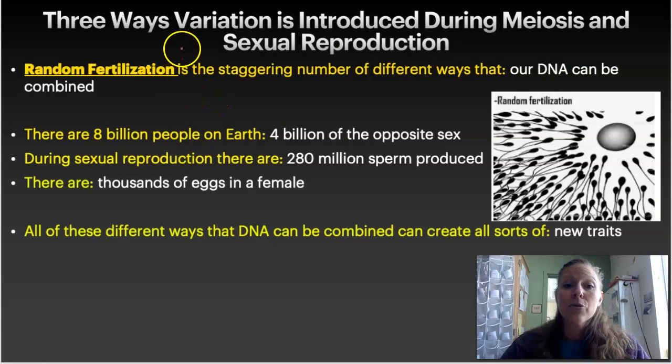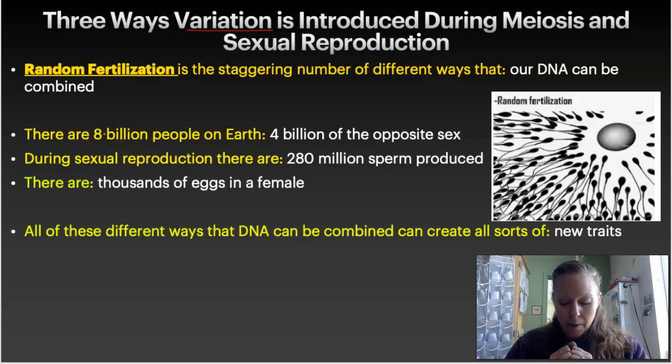Random fertilization. There are 3 ways in which variation is introduced during meiosis and sexual reproduction. The first way is called random fertilization. Random fertilization is the staggering number of different ways that our DNA can be combined. So if you think about what are the chances that the DNA from the sperm from your father and the DNA from your mother's egg came together, it's mind-blowingly small, the chances of that to happen.